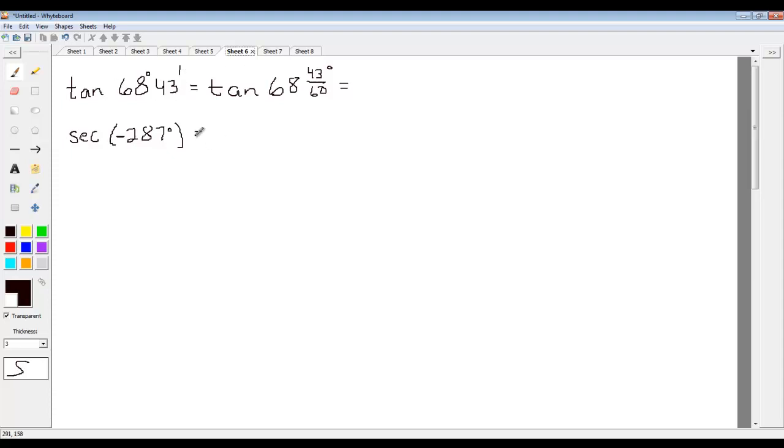And then secant, don't forget that that's the same thing as 1 over cosine. So you don't want to be trying to use any fancy keys. Just say 1 divided by cosine.